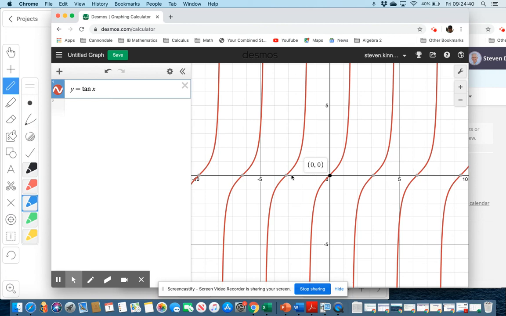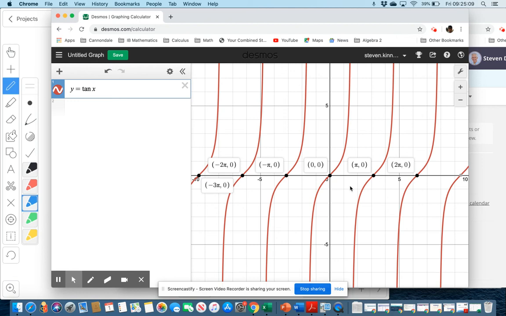And you can see how it repeats itself every pi. Okay, so this is the period of the function. Every pi, it repeats itself. Okay. For the other trig functions, sine and cosine, they're repeating itself every 2 pi, because again, we had to make an entire trip around the circle.